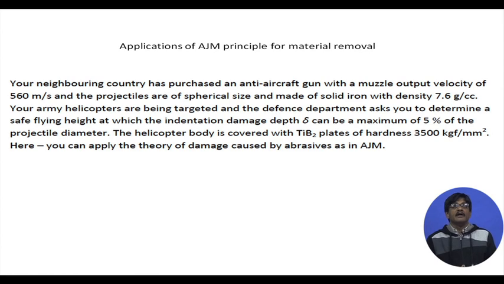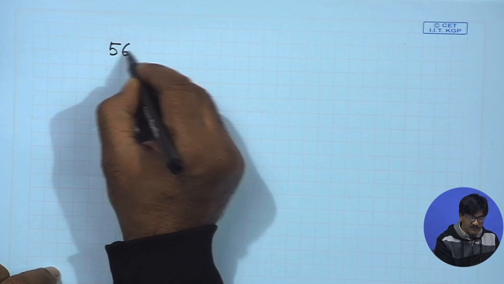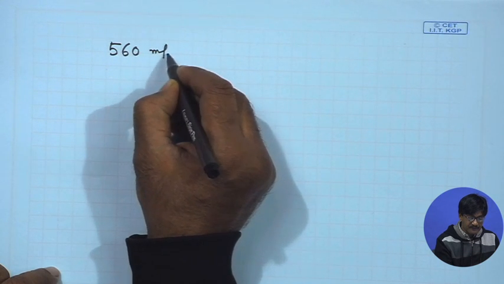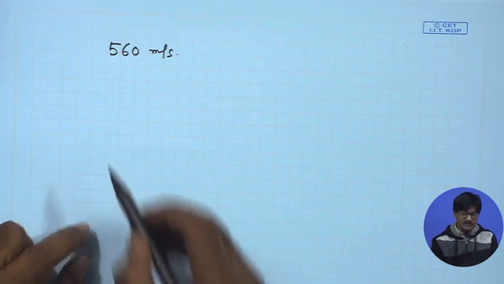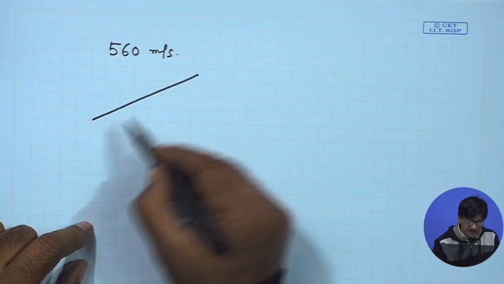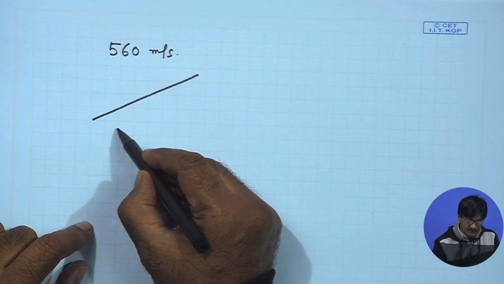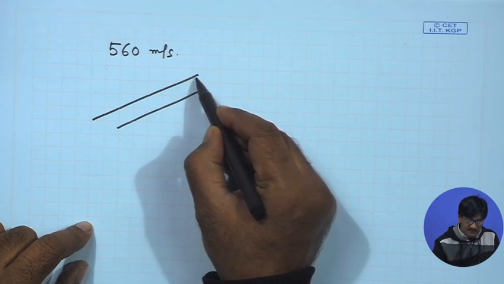Your neighboring country has purchased an anti-aircraft gun with a muzzle output velocity of 560 meters per second. Okay, I will write it down here when we come back to this one. 560 meters per second is the muzzle velocity. So let's draw a gun. Okay, this is your gun.